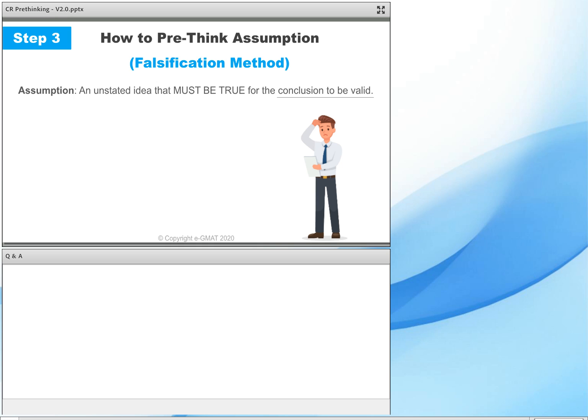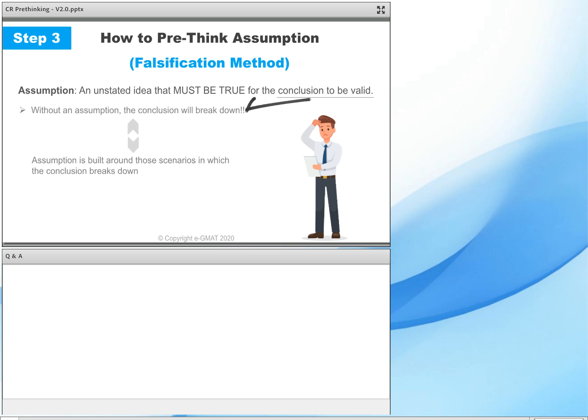So how do you go about this? What is this falsification question, or what is this falsification method? Let's kind of think about it. What's an assumption? It's an unstated idea that must be true for the conclusion to be valid. That's our basic definition of what an assumption is. If you were to infer from this definition, what it means is that without the assumption, there are ways to break the conclusion down, right?